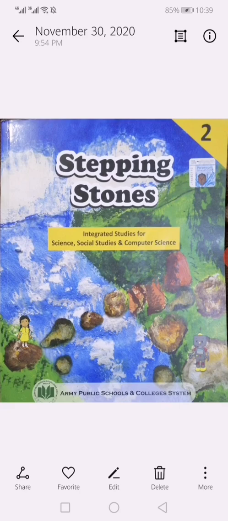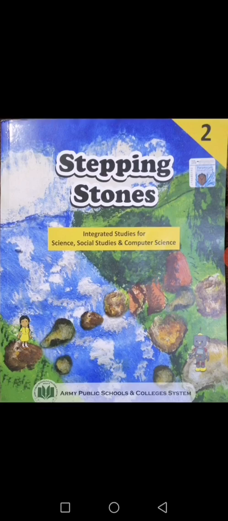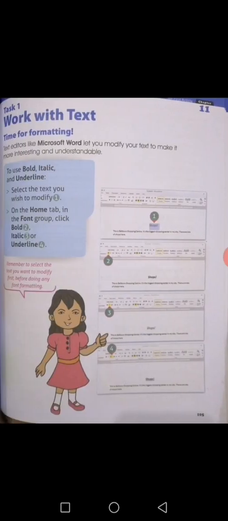Please take out your computer science books titled Stepping Stone for grade 2. Now please come to page number 105. We are going to study a new chapter today. The name of the chapter is My First Article. What we are going to study in this chapter is Microsoft Word. If you want to type anything using a computer system, you need software. The best practice software is Microsoft Word.